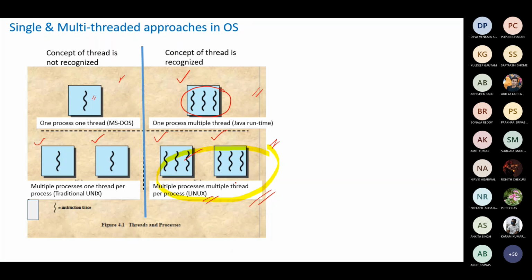In fact, all the modern operating systems, multitasking and multi-programming operating systems, support creation of multiple processes, and within each process you can have multiple threads created. Is that fine? Yes, sir.